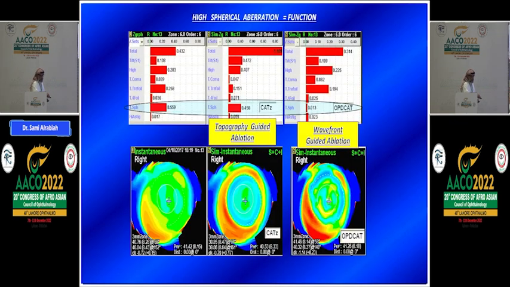And now look at this one here. This is high spherical aberration. High spherical aberration alone, you are looking only for high spherical aberration. It's a wavefront anomaly. Now, if you go for topography guided, the shape is perfect. Look at this. The shape is perfect, but there is no really gross change. If you look for wavefront guided, the shape is not that good. But look at the difference. It really reduces the spherical aberration. The patient is happy here.